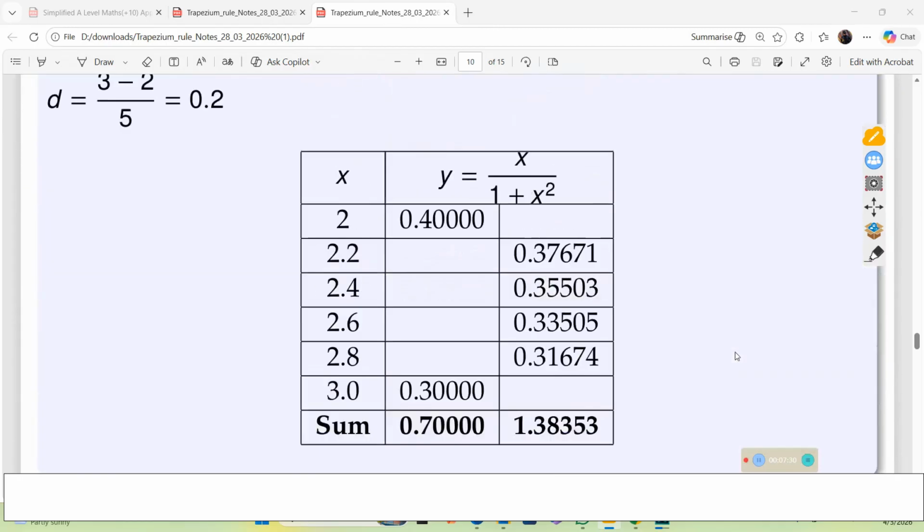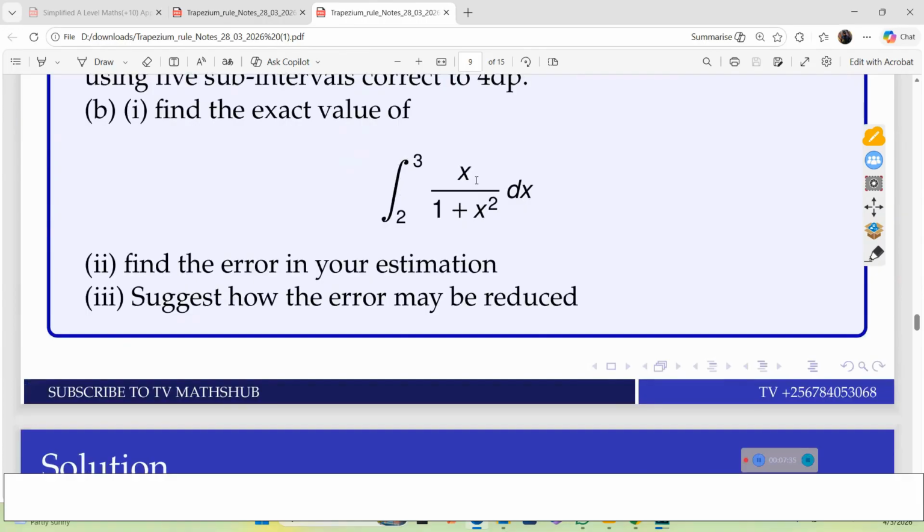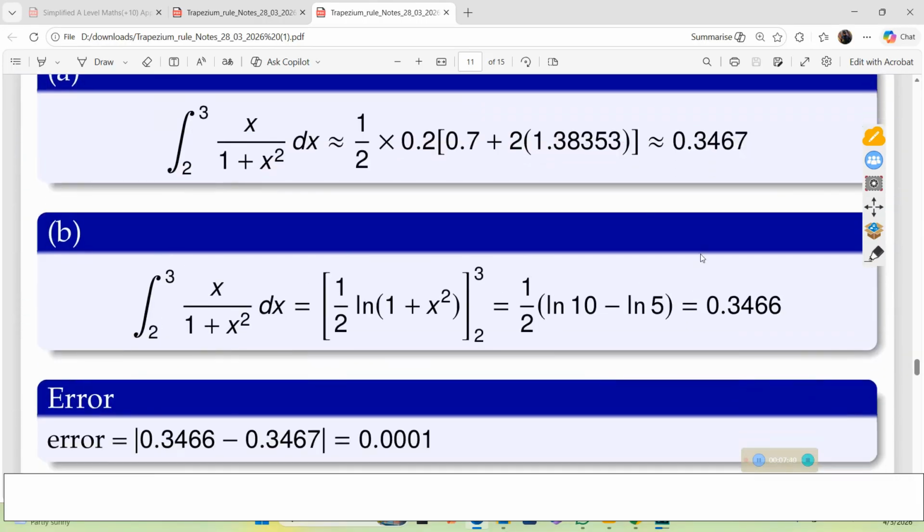Then part 2 requires us to obtain the exact value of this. So the exact value of this will be obtained by integration. So the exact value will be obtained by integration. So you are integrating x upon 1 plus x squared dx.